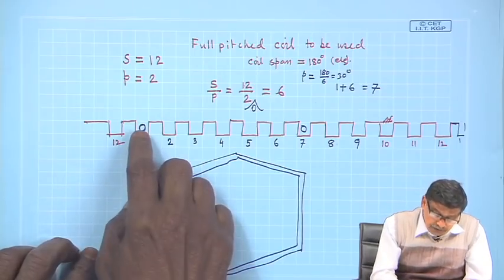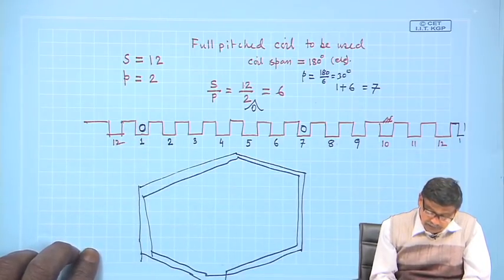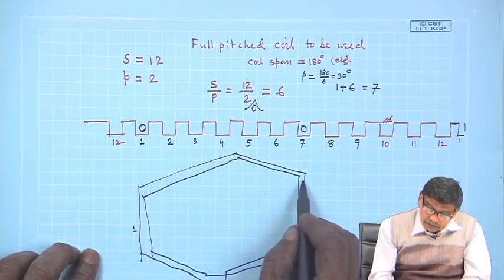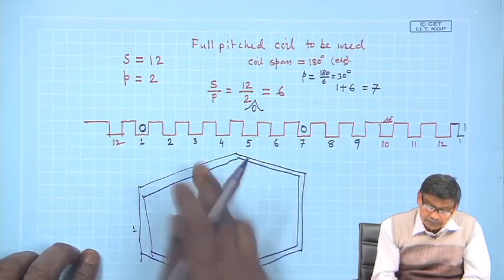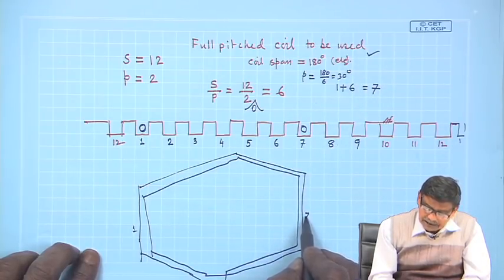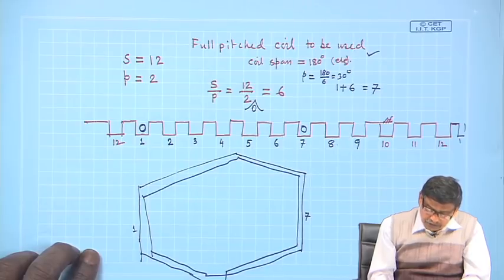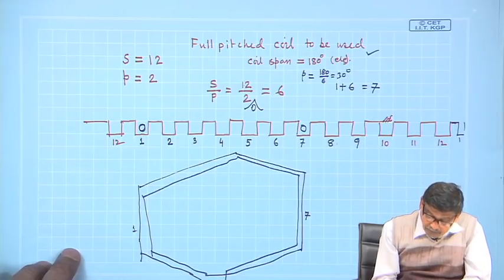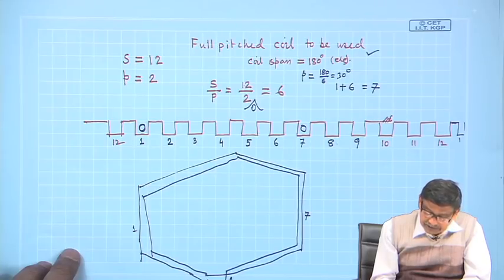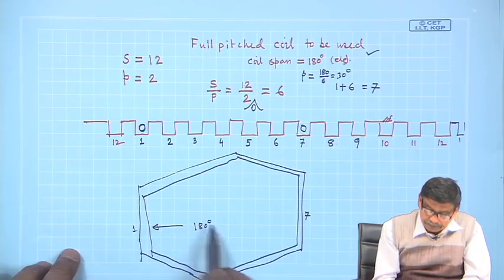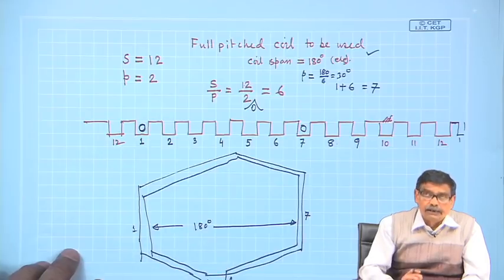For example, the front end of this coil I will call 1, and this coil side I will refer to like this. It is returning 7 slots later because I want to use a full pitched coil, so I can name it 7. That should not be understood as coil 7. The start of the coil is at slot number 1 and its finish is at 7, and this angle is 180 degrees, full pitched. This is one thing I would like to tell.